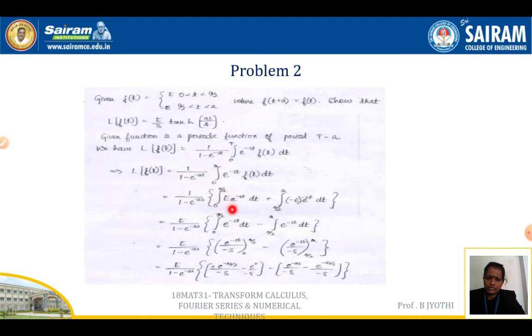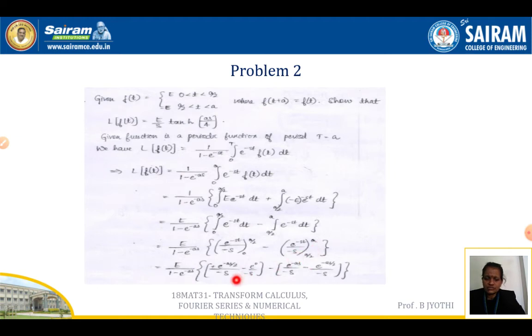From 0 to a by 2, it is e into e power minus st dt, and from a by 2 to a, it is minus e into e power minus st dt. We can take the common constant e outside. So here it is e power minus st dt from 0 to a by 2, and here again e power minus st dt but from a by 2 to a. We know that the integral of e power minus st is e power minus st by minus s, and the limits are 0 to a by 2. Here also the integration remains the same, but the limits are a by 2 to a.